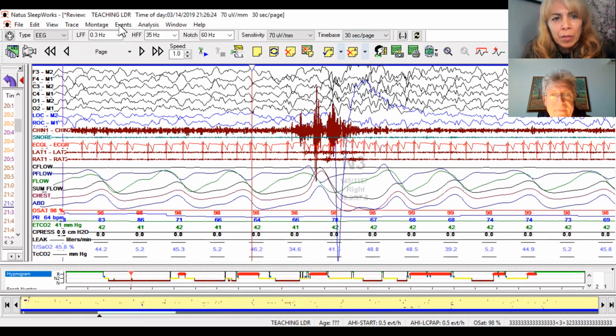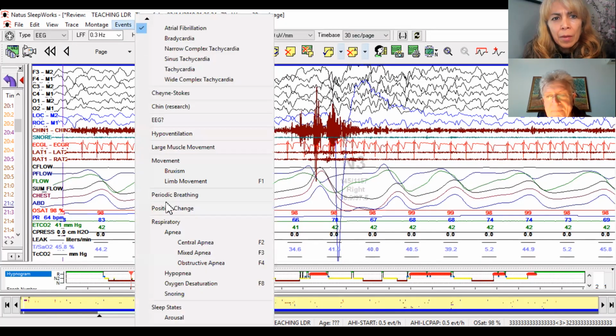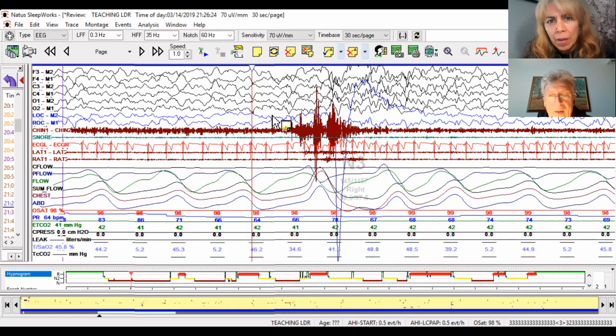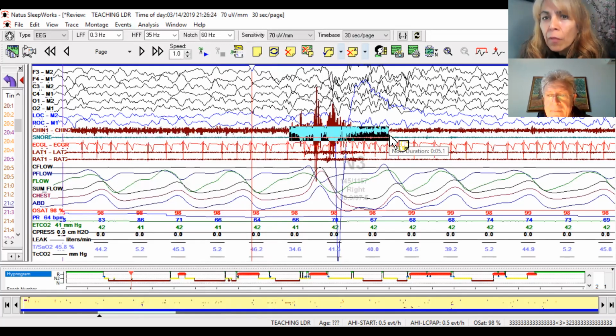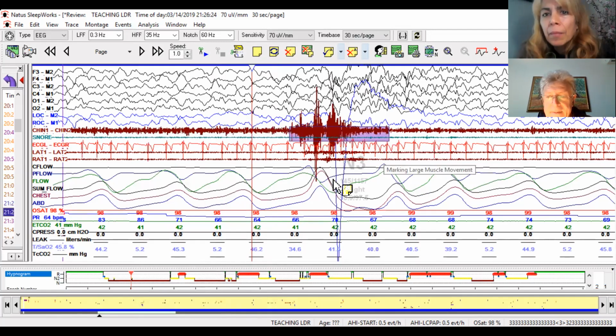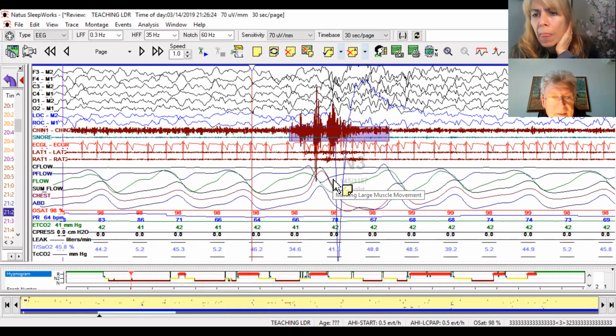So it is very similar to the previous one. And then we can score as a large muscle movement, starting with the first elevation, which would be around here, to the last elevation. Now, for example, in this case, yeah, do you agree? Yes, I agree.